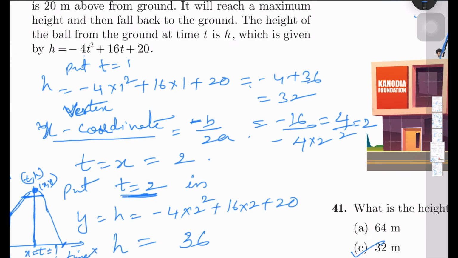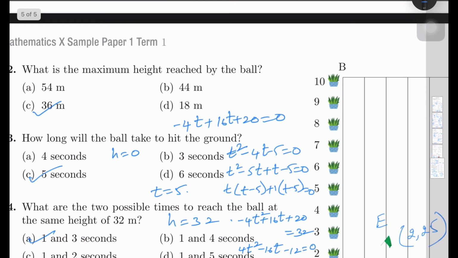So divide throughout by minus 4. You are going to get the equation as t square minus 4t minus 5 is equal to 0. Take the factors over here: minus 5t plus t. So if you take t common from the first two terms and 1 common from the last two terms, you are getting t into t minus 5 plus 1 into t minus 5 is equal to 0.